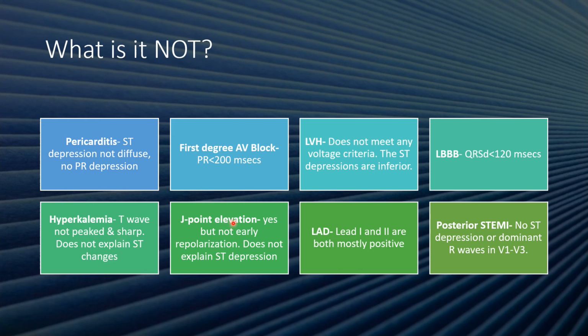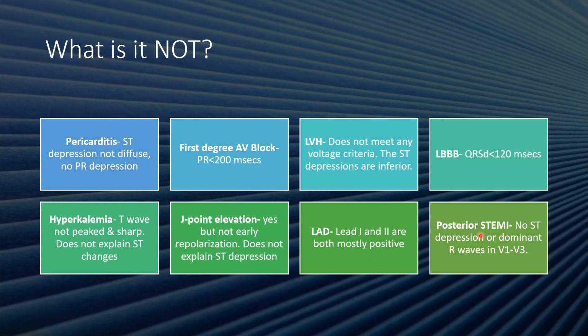It is J point elevation. The J point is elevated during an ST segment elevation MI, but this choice basically alludes to early repolarization changes. This particular EKG does not show early repolarization because in early repolarization, you do not see any ST segment depressions. You only see J point elevations. It is not left axis deviation because the QRS complex in both lead 1 and 2 are mostly positive. That goes towards a normal axis or a slightly leftward axis, but still normal axis.